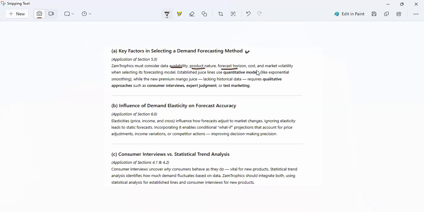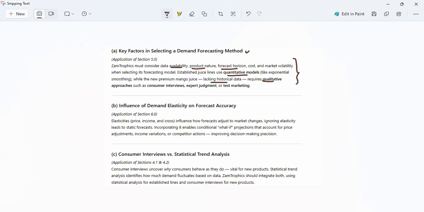So when selecting the model, since we're looking at an established juice that is already there, you can use what? Quantitative methods like exponential smoothing. But we want to introduce a new product, which is mango juice. So we lack what? Historical data. So here we're going to integrate what? The qualitative approach to looking at the consumer opinion. So a hybrid will then be appropriate in this regard. So you combine both of them. For the quantitative, you use exponential smoothing. For the qualitative, you use consumer approaches like expert judgment and testing the market.